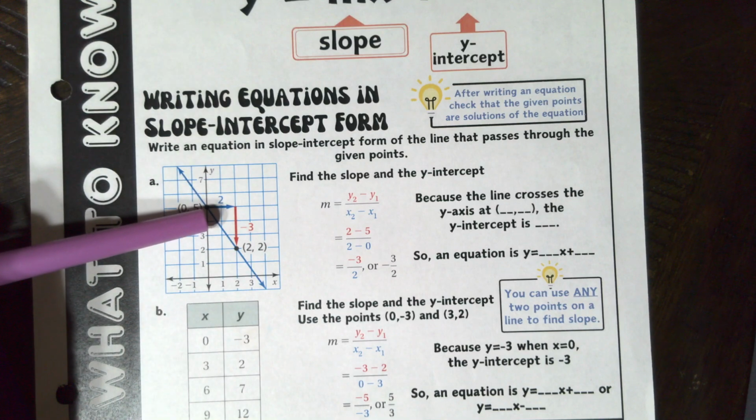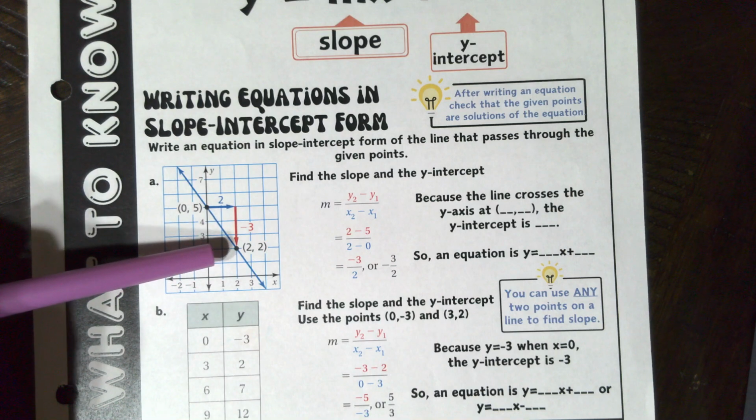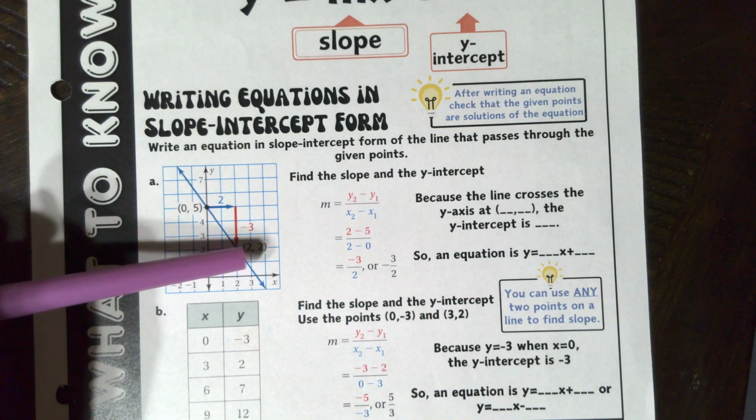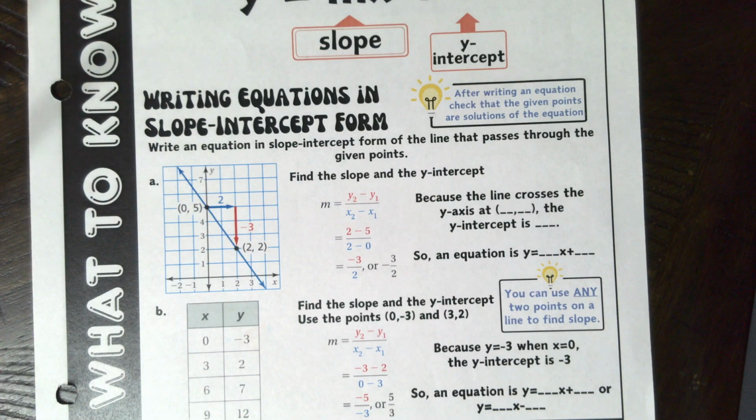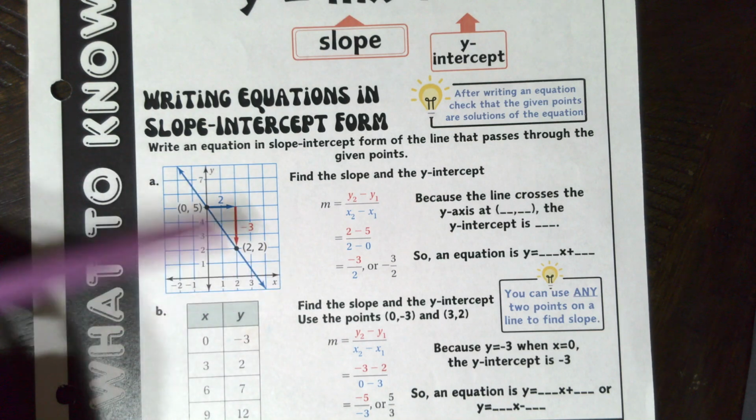But you would know, you'd go 1, 2, 3. There's my rise, which is a negative 3 because I'm going down, and over 2. So over 2, down 3. So then I could write negative 3 over 2. Sometimes it doesn't always work out as easily. Like in the table, I don't have that visual.